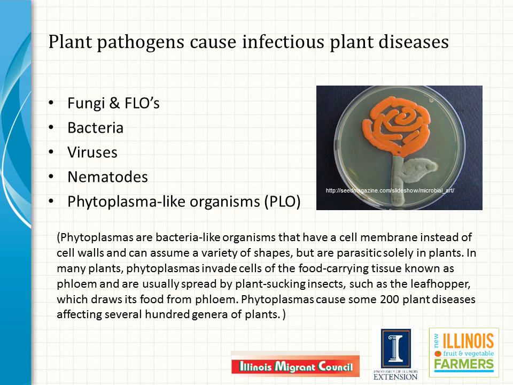Phytoplasmas are bacteria-like organisms that have a cell membrane instead of cell walls and can assume a variety of shapes. They are parasitic only in plants. In many plants, phytoplasmas invade cells and the food-carrying tissue known as phloem in the vascular system of plants, and they're usually spread by plant-sucking insects such as leafhoppers. They draw their food from the phloem of plants. Phytoplasmas cause some 200 plant diseases affecting several hundred genera of plants. And that's about all we'll say about phytoplasmas and phytoplasma-like organisms in this discussion.